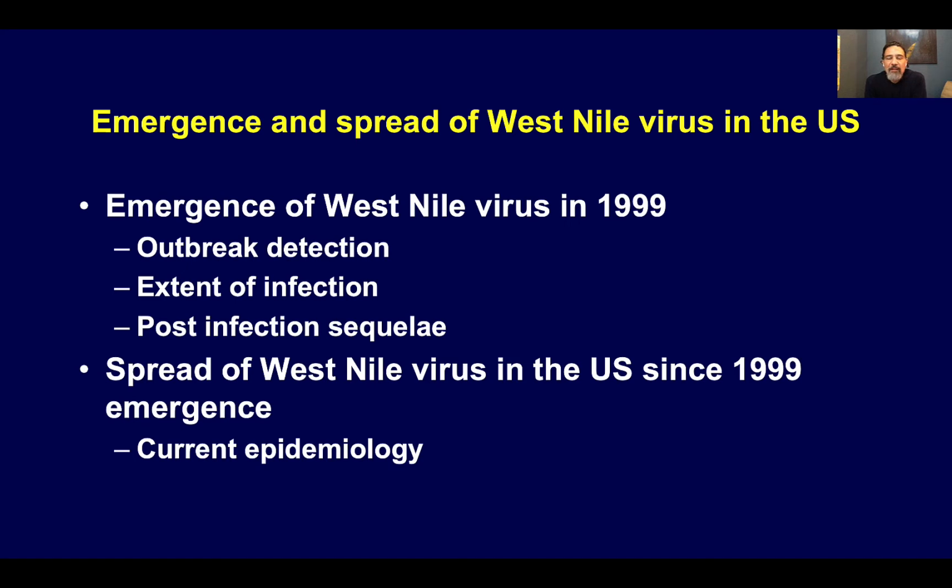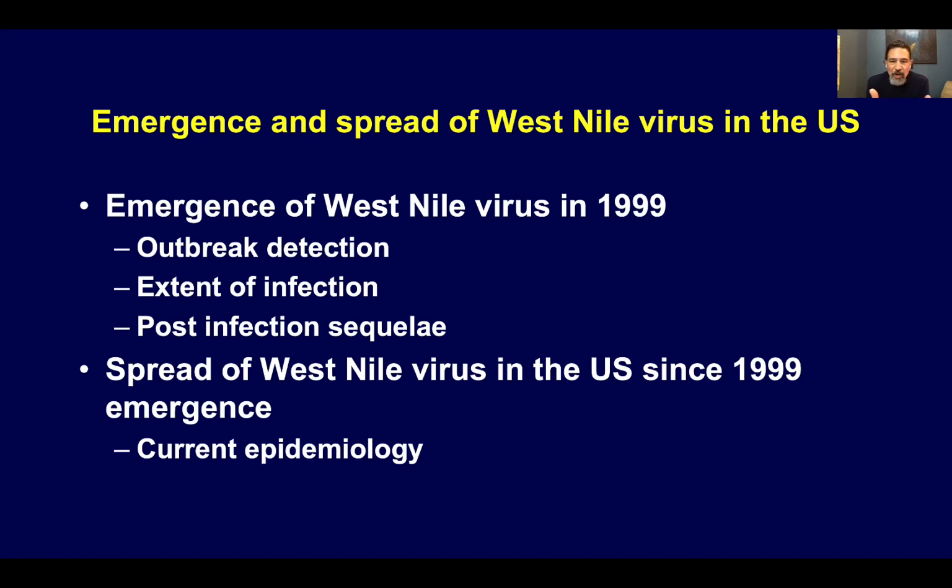The emergence of West Nile in 1999 was really an unprecedented event from which the public health, scientific, veterinary, and medical communities really learned a lot about emerging infectious diseases, public health preparedness, and cross-collaboration and communication. So for this talk, I'm going to cover in detail the events and knowledge gained from the emergence of West Nile in the New York City area in 1999 from an epidemiological standpoint, including the detection of the outbreak, the extent of West Nile infection in the community, and post-infection sequelae. In the latter part of the talk, I'll cover the subsequent spread and current epidemiology of West Nile virus infection in the US after 1999.